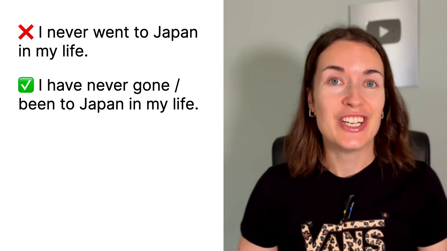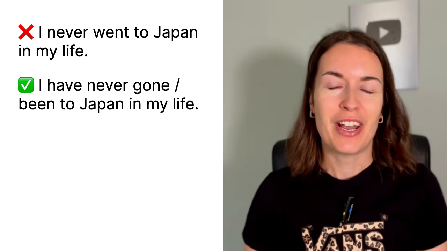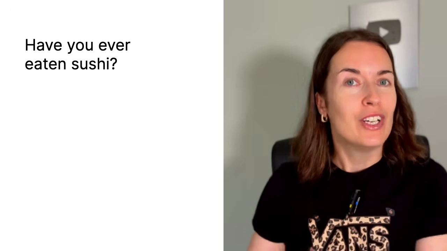But this might change. I might go to Japan at some point in my life. Here are a couple of other examples. Have you ever eaten sushi? So again, this question is not just about your past, it's about your whole life. So the past and the present. And you might eat sushi in the future as well, because your life continues. So the question again is in the present perfect. Have you ever eaten sushi?